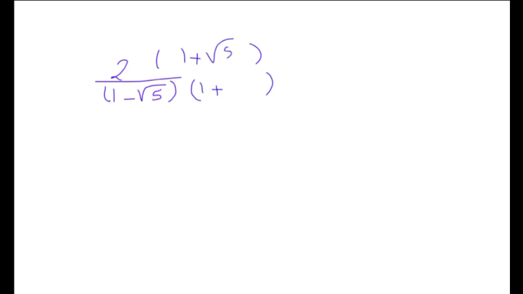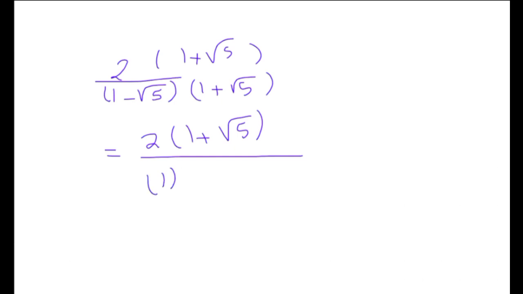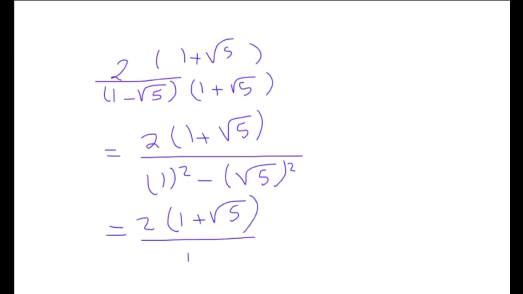So second, what do we have to do? We have to apply the rule a minus b times a plus b equal a2 minus b2 in the denominator. So it will be the first number is 1 to the power 2 minus radical 5 to the power 2. So it's equal to 2 times 1 plus radical 5 over 1 minus 5. So what about 1 minus 5?